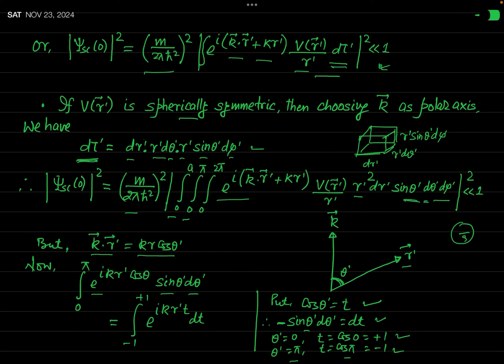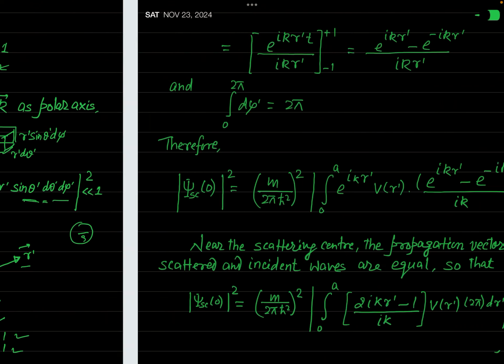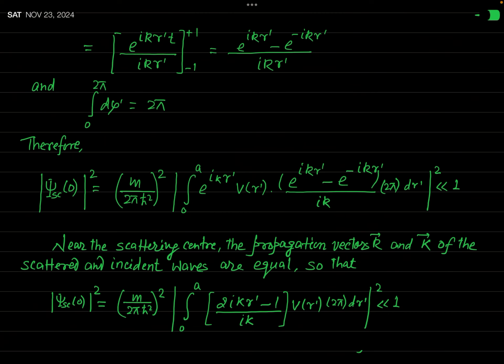Okay. So now your integral is from minus 1 to plus 1 of e to the power i kappa r dash t dt. Now you can see this is a very simple integral. Its value will be e to the power i kappa r dash t divided by i kappa r dash, with limits minus 1 and plus 1, and after substituting the limits you get this much. Now you know the integral of d phi dash from 0 to 2 pi is 2 pi. Now let us substitute the values of these integrals. Now only the integral with respect to the variable r dash has been left.